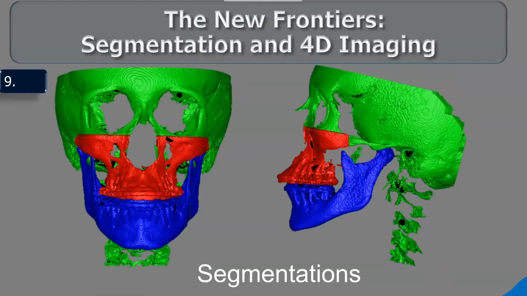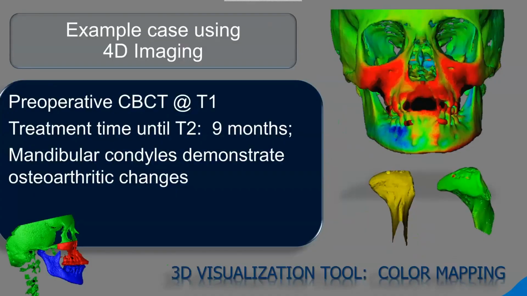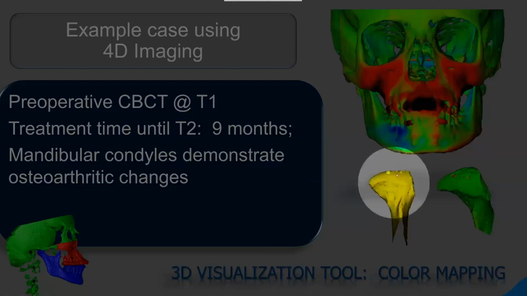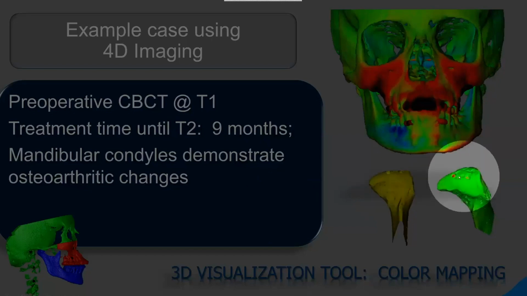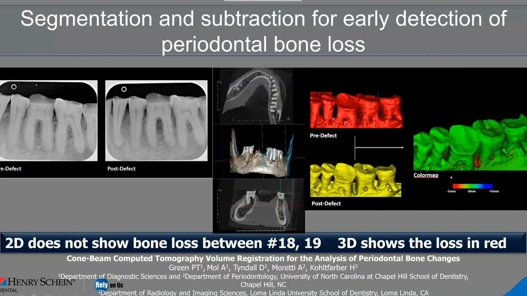In segmentations, we can color it in. Anything that we can segment, we can also 3D print. With this one, we could overlay time 1, time 2 with the condyles, and we can start to see, yeah, we've got some little erosion going on. We can do color mapping and highlight in red where exactly the differences are. We can use this for periodontal applications as well.